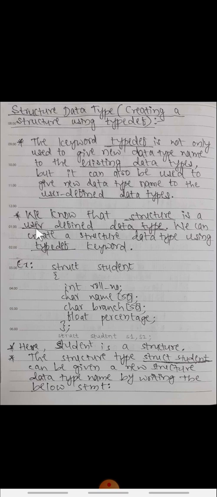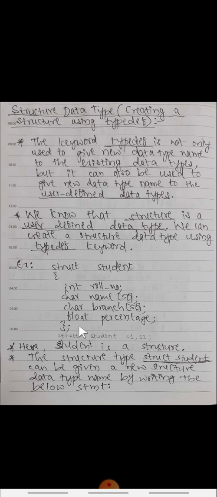We know that structure is a user defined data type. We can create a structured data type using a typedef keyword. Here struct student is there. This is a user defined data type, struct student. Here the data type is int, and the member of the structure is roll number. Data type is char, and the member is name of 50. Data type is char, member is branch of 50. Data type is float, and the data member of the structure is percentage. Close this structure, and here we are declaring the variables s1, s2. Two variables we are declaring, s1 and s2, but the data type of these two variables is struct student.